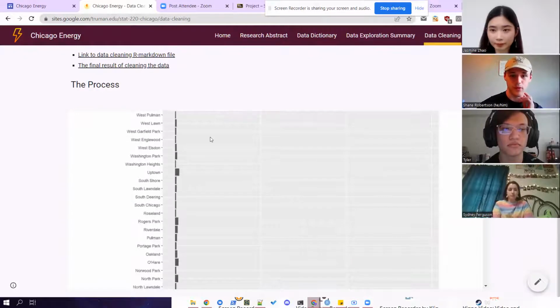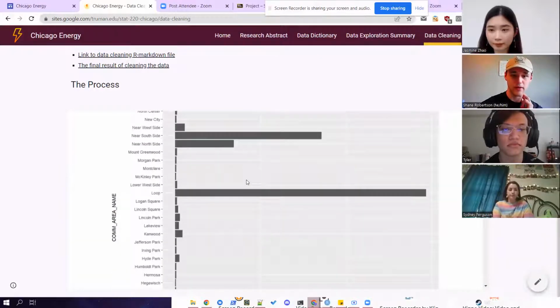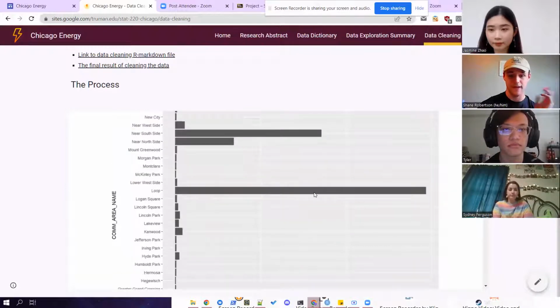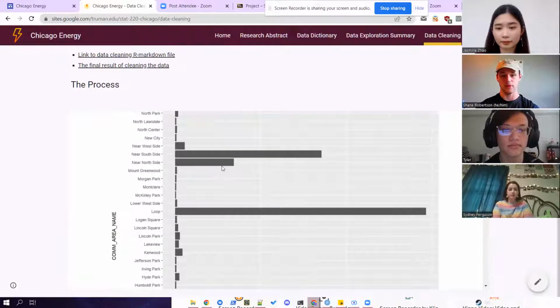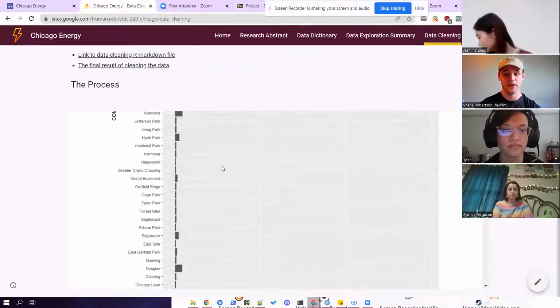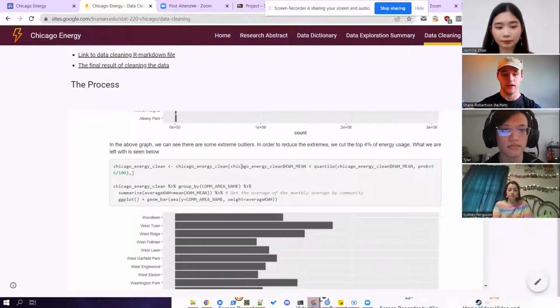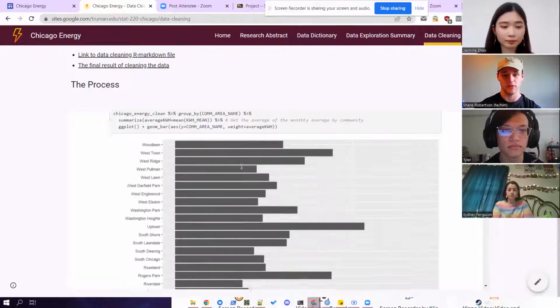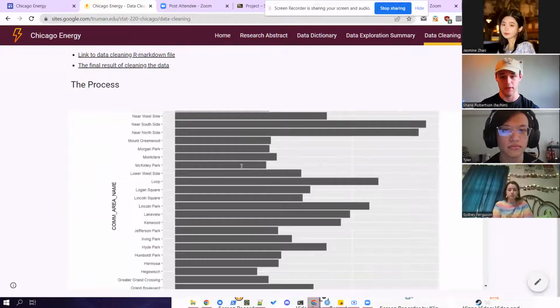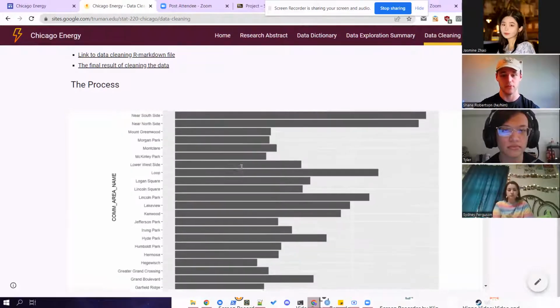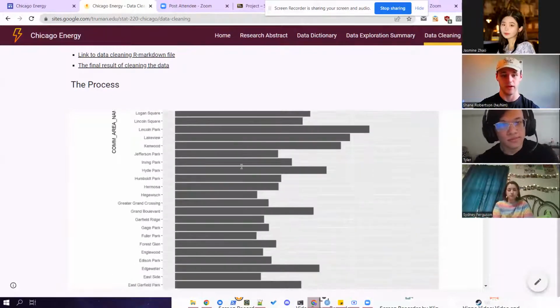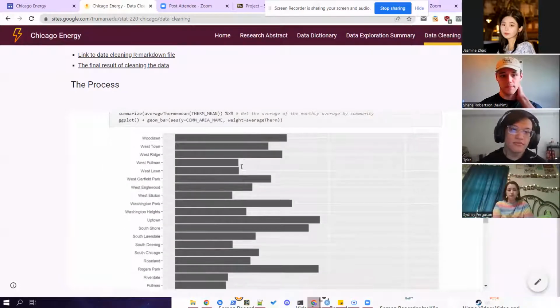So we go back to what we did before, which is look at the energy usage by community. And we can still see that there are heavy outliers. We have the loop, we have near west side, near south side, and near north side. Instead of removing these communities, we instead removed the outliers that were within the entire data set. So we removed the top 4%, leaving the 96th percentile. This smoothed out our data significantly, as you can see here. And we kept what we had here, it would just help us to predict better and get a better understanding of the most relevant data.